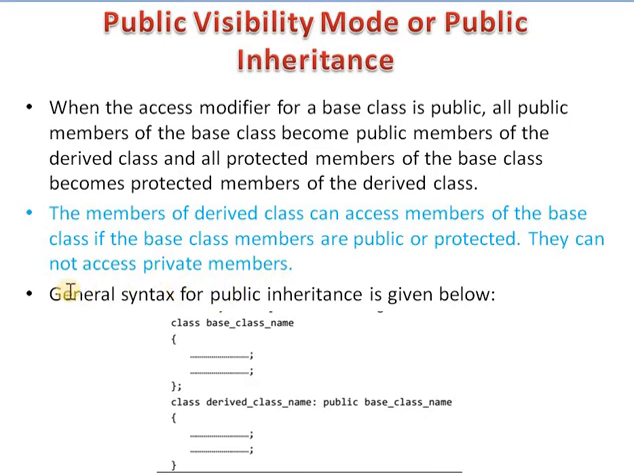There is a syntax for public inheritance that is shown here. For defining a base class, we use the class keyword and specify the base class name. After completing the class definition, we derive a class. How do we derive a new class? Class, derived class name, colon, here the access specifier is public, then the base class name. This is the syntax for public inheritance.